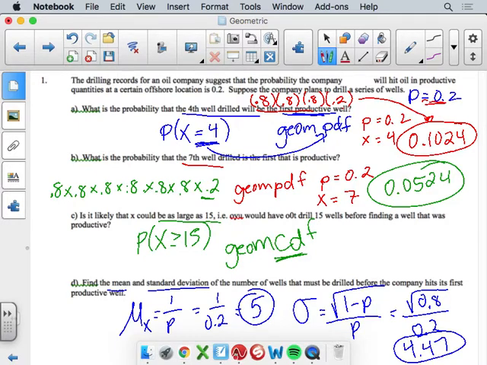Let's see. So stat, distribution, geometric CDF, so you've got P of 0.2, and then it asks you for a lower and an upper. So we're looking for 15, and then for the upper, just put a big enough number that's basically infinity, which in this case 100 is even big enough. I mean, if you needed to, you could go 1,000, 1,000,000, whatever, but I think 100 is plenty big in this case.